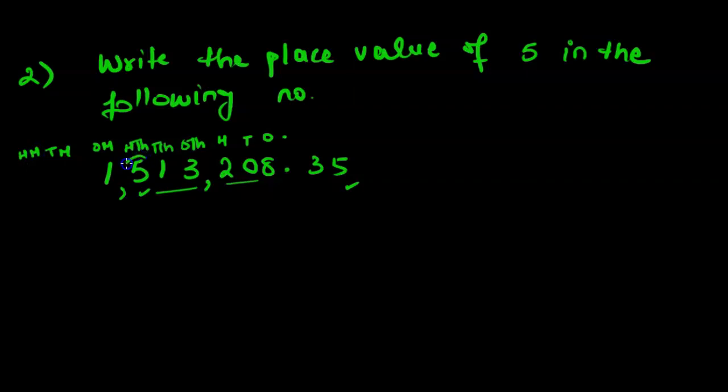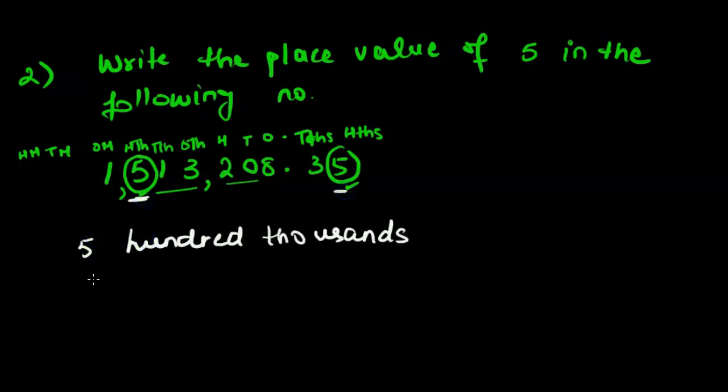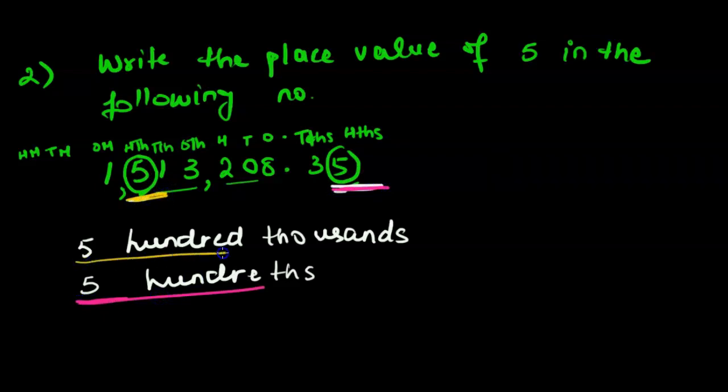Now we are asked to write down the place value of number 5. There are 2 spots where we see number 5. On the right side of the decimal, we know this is the tens place, so we can write TTHS. This is the hundredth place, HTHS. Now there are 2 answers for this question. We write 500,000. That's this number. And the other one is 5 hundredths. So 5 hundredths is the place value for this number, and 500,000 is the place value for this number.